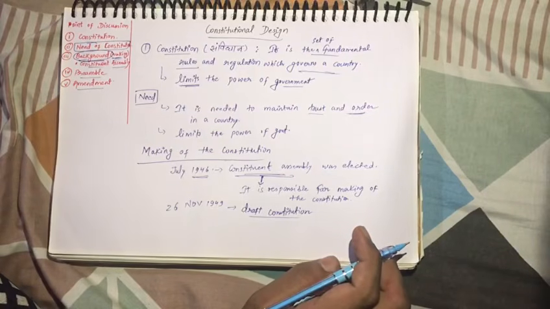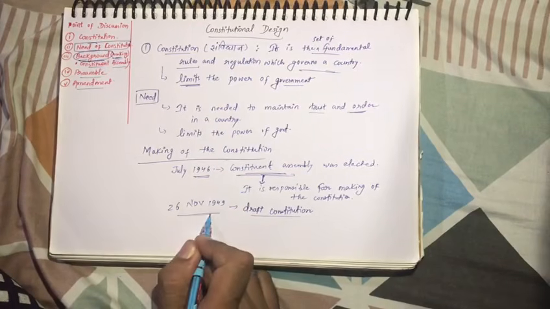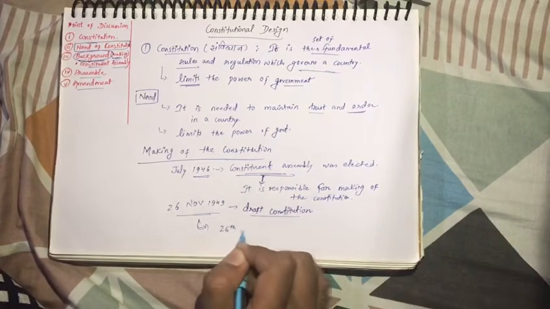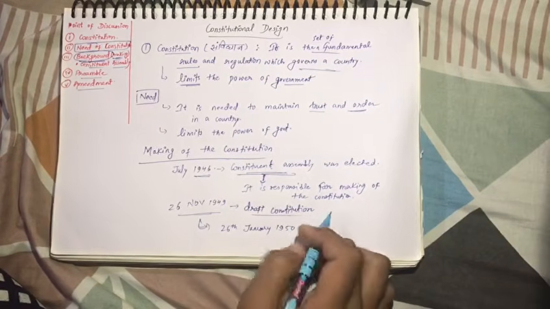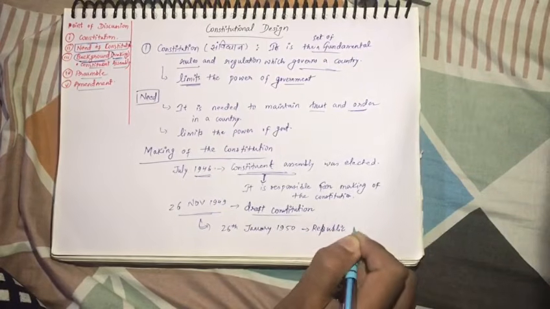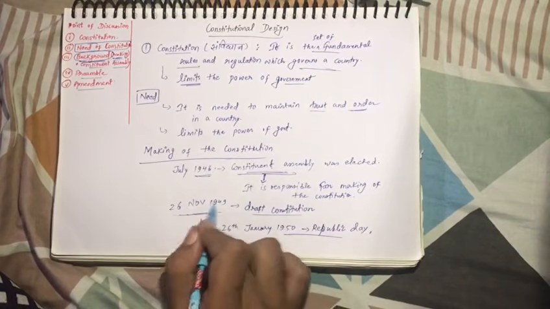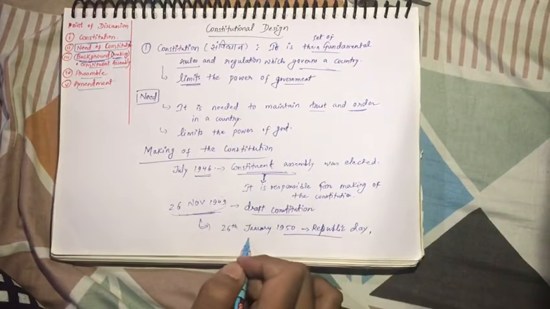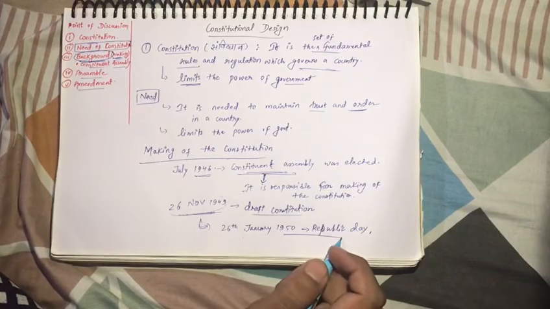Constituent Assembly members completed their work on 26 November 1949, but the constitution came into effect on 26th January 1950. We all celebrate this day as Republic Day. But some part of the constitution was adopted during this time only. The major portion of the constitution was adopted on 26th January 1950, and we celebrate this day as Republic Day.